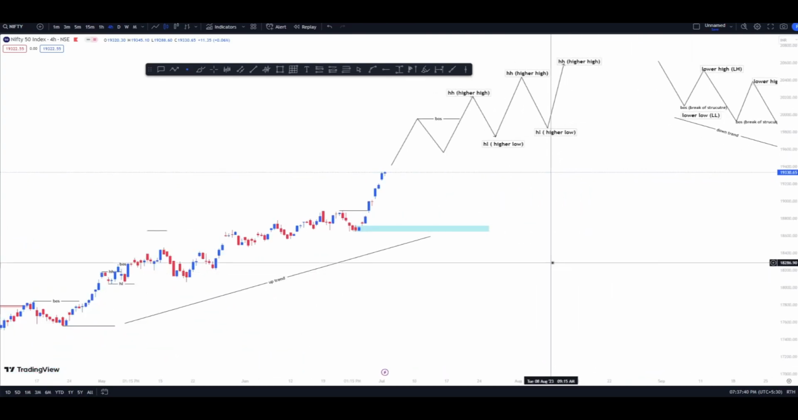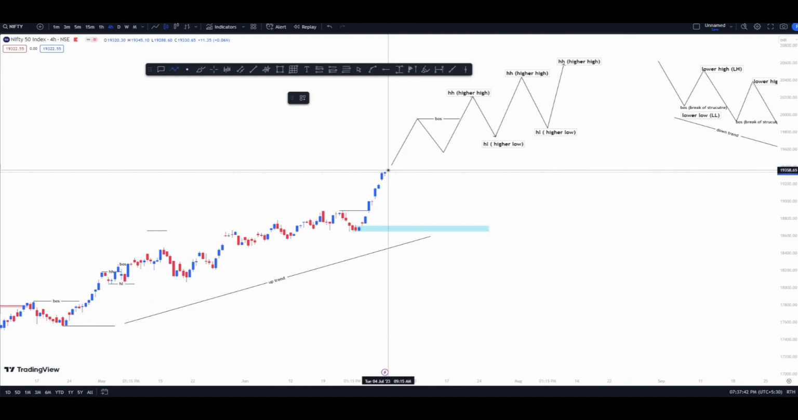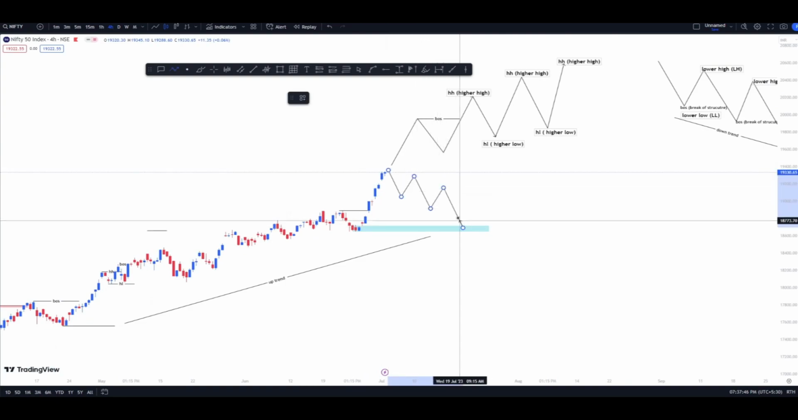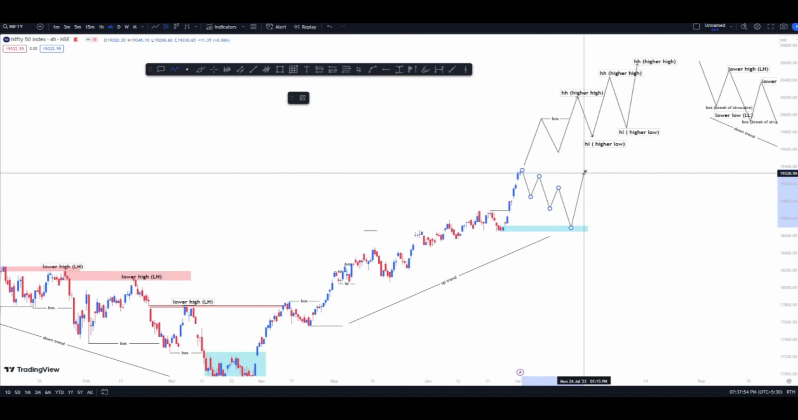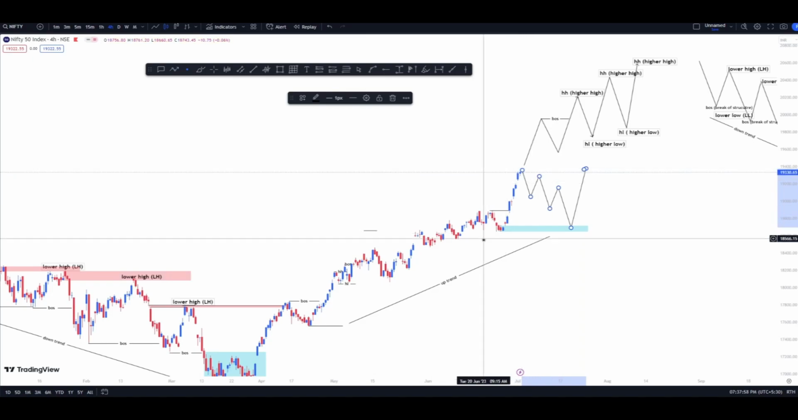What do I mean by healthy correction? It will start making lower highs and lower lows. Once that has been done, once the price comes to a demand area which was originally bullish, we'll start buying from here. We basically call this the external structure, and the price action inside this, which is making lower highs and lower lows, we call the internal structure.